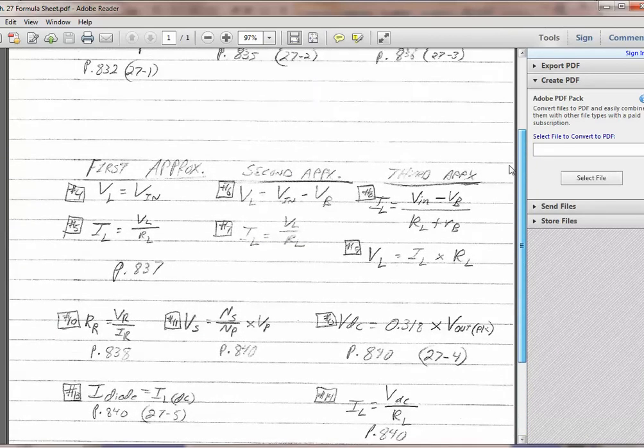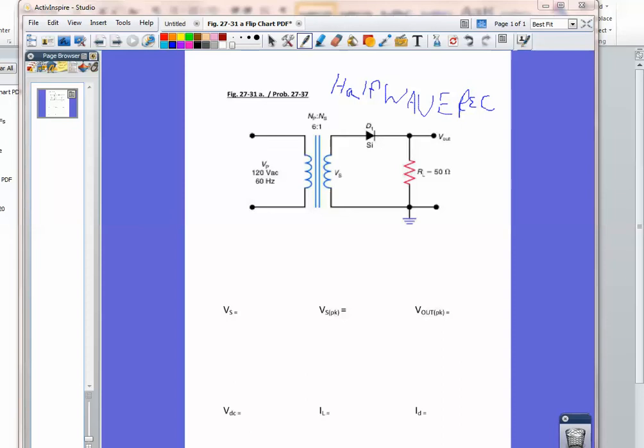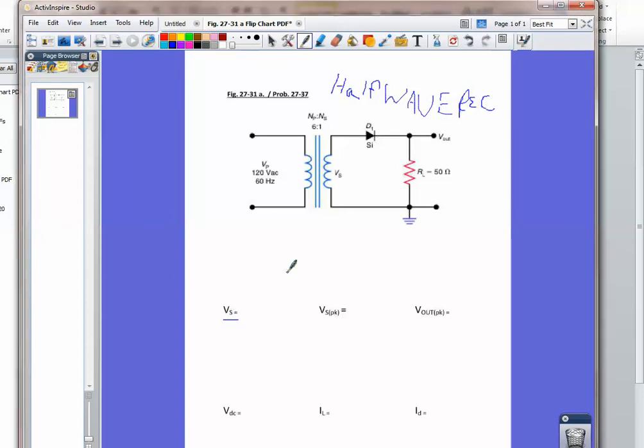Okay, so we see here some answers that we're seeking. The first one being Vs. And Vs basically means the voltage of the secondary. So we know the voltage of the primary side of our transformer is 120 volts. The first calculation that we have to make is the voltage of our secondary. This transformer is a step-down transformer. It's a 6-to-1 step-down ratio.